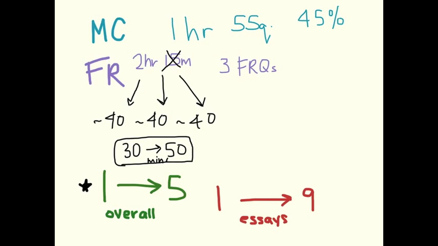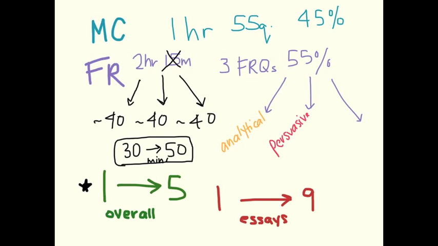The free response will be worth 55% of your entire AP score and is broken down into 3 kinds of essays. These 3 kinds of essays are first the analytical, second the persuasive, and third the synthesis essay. And we will be discussing all 3 types of these essays in the upcoming videos.